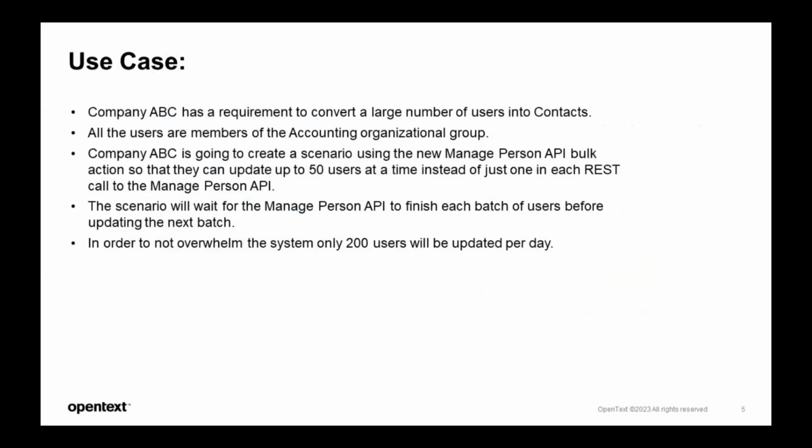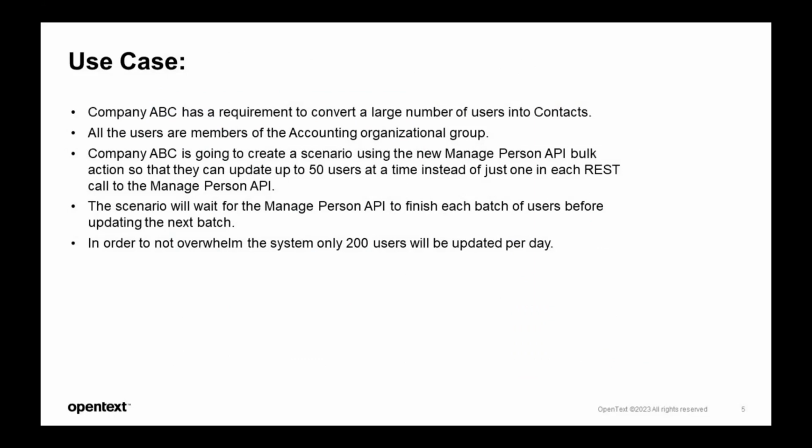So, company ABC needs to convert a large number of people from users to contacts. To keep this example simple, we're just going to say that all members of the accounting group need to be converted. We're going to create a new scenario using our action that allows us to send users in bulk to the Managed Person API. Sending users in bulk as opposed to one at a time is a far more efficient way of updating it. The scenario will update 50 users at a time.